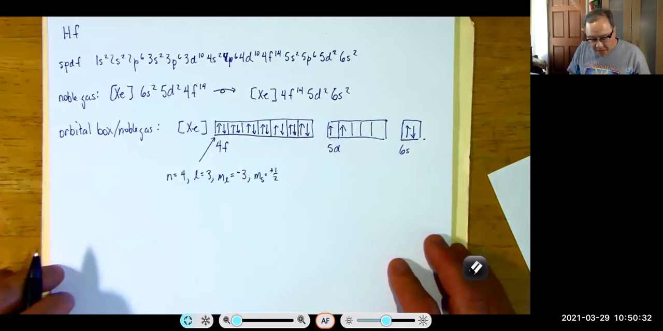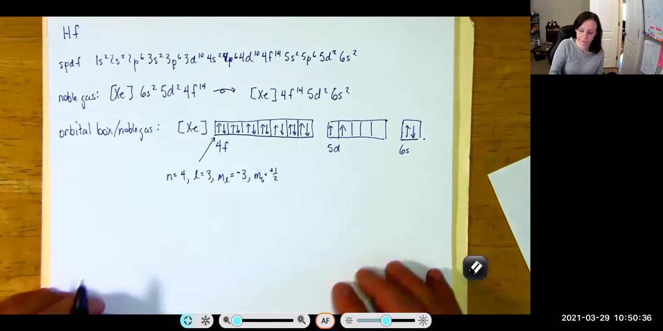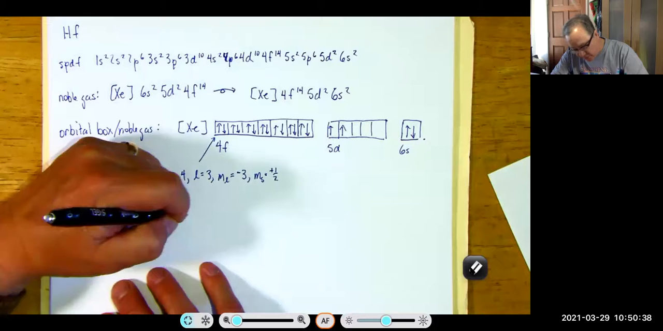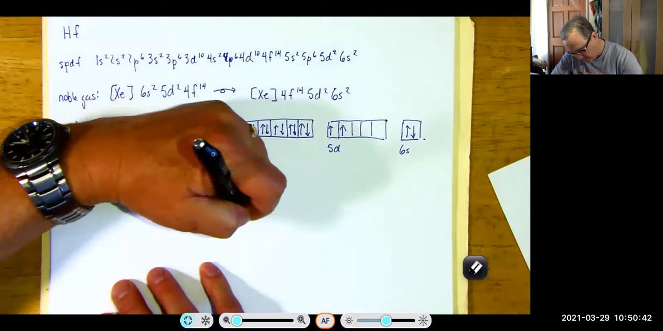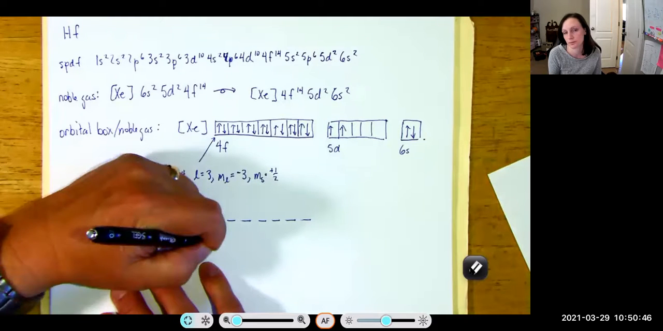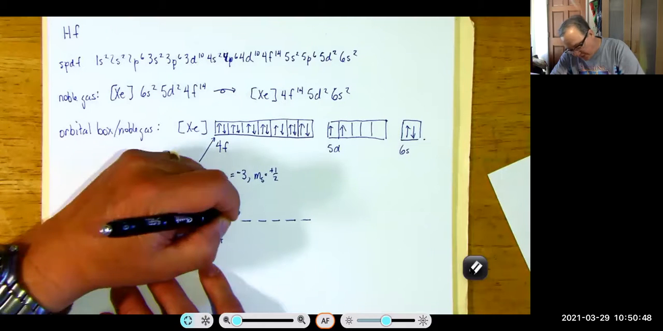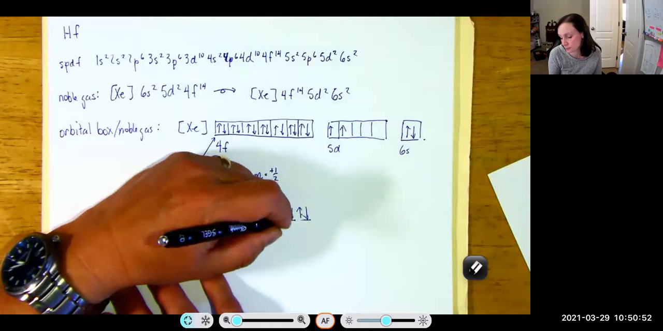So that's your orbital box / noble gas notation. Sometimes I do it this way because I simply don't want to draw all the boxes. Okay. Yeah, it's the orbital line notation. And are you okay with either? Yep, I am.